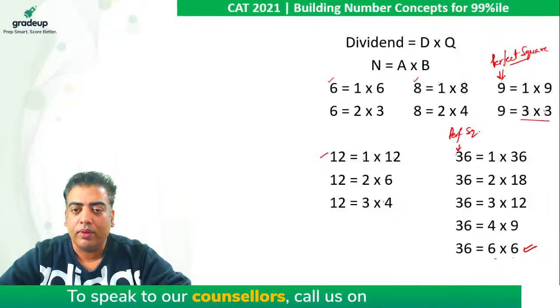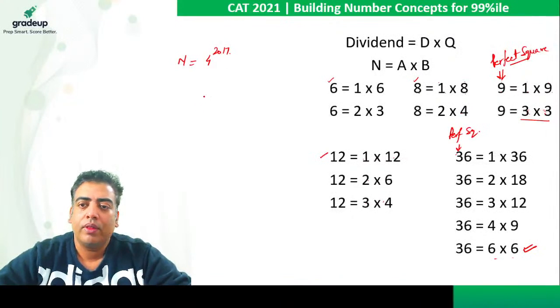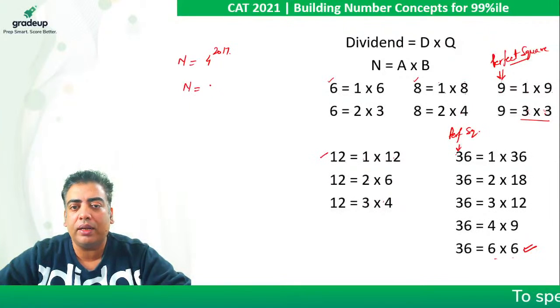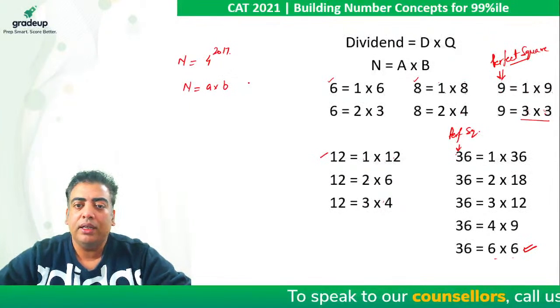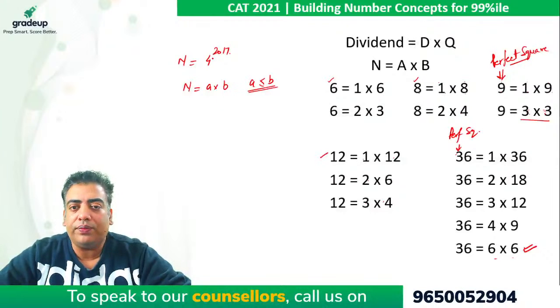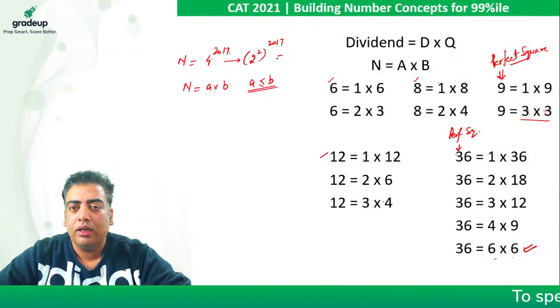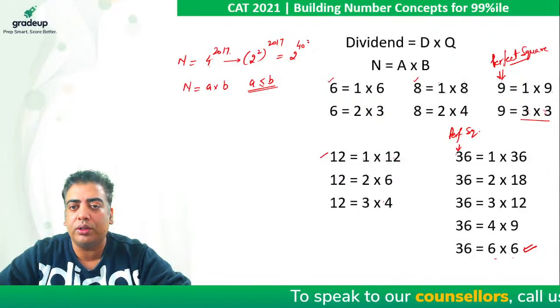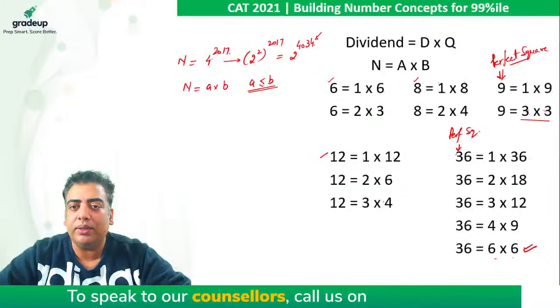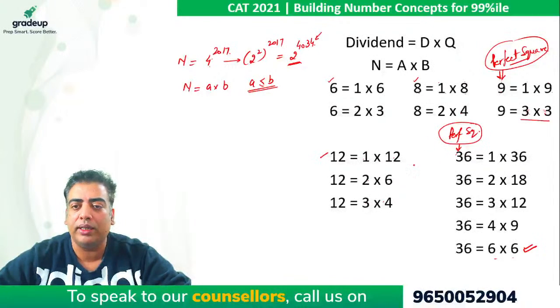Based on this concept only, there was a question this year given to me, n was 4 raised to power 2017. And the question says, in how many ways n can be written as a product of a and b such that a is less than equal to b. So the very first thing required here was that 4 can be written as 2 raised to power 2 whole raised to power 2017, which further can be written as 2 raised to power 4034. Now the power is even, it is a perfect square.